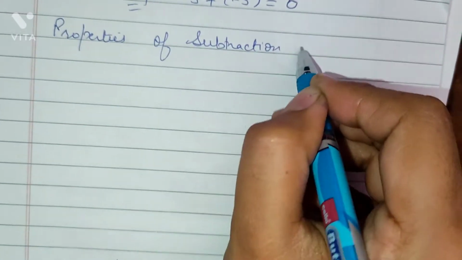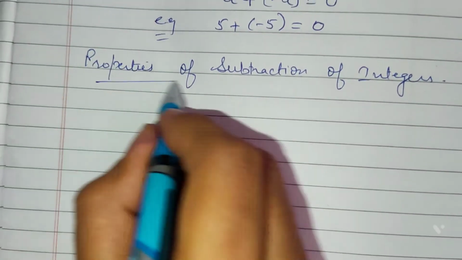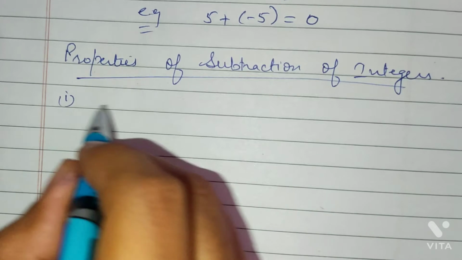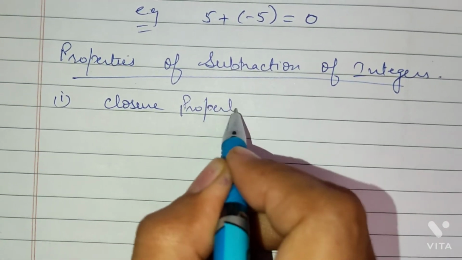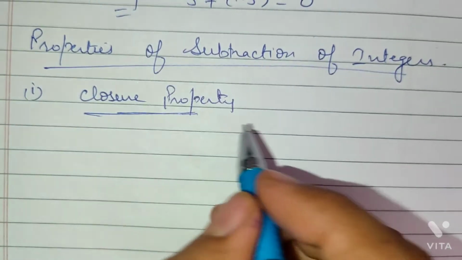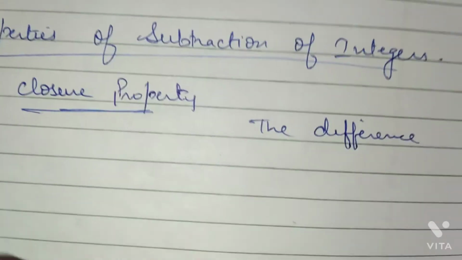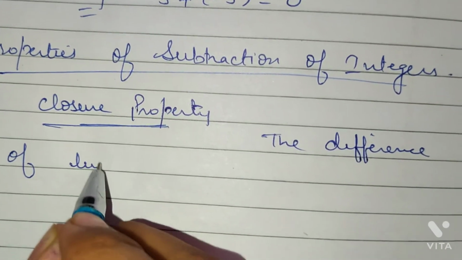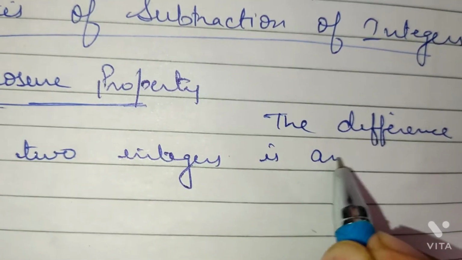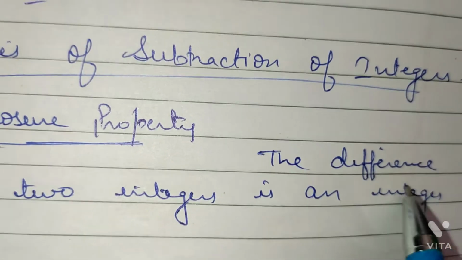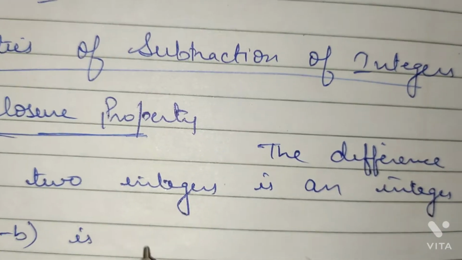Next are the properties of subtraction of integers. The first property is closure property. In this property again we will take two integers and we will subtract those. If we get again an integer, this means subtraction also holds the property of closure. I will take an example to show you.